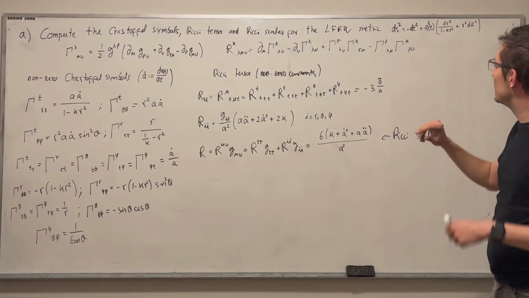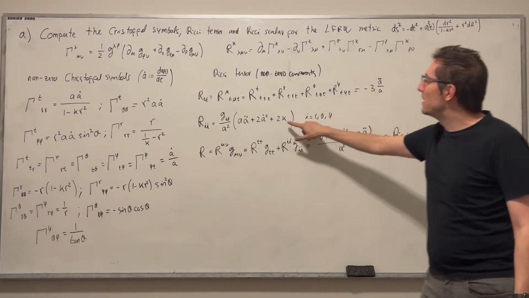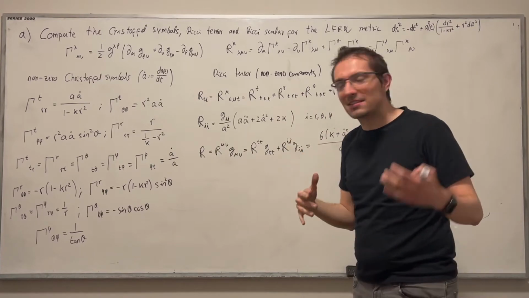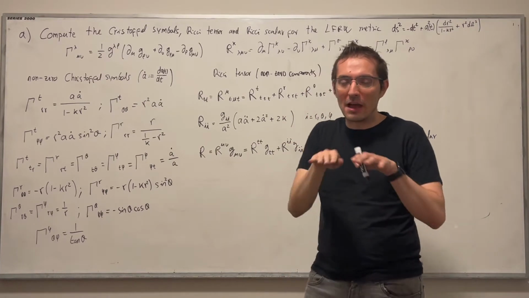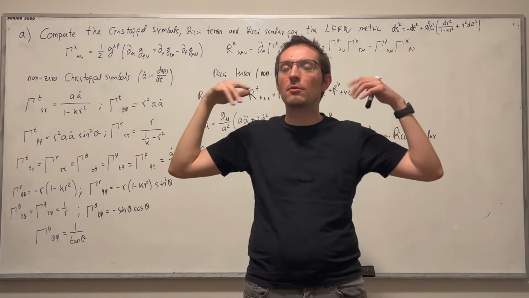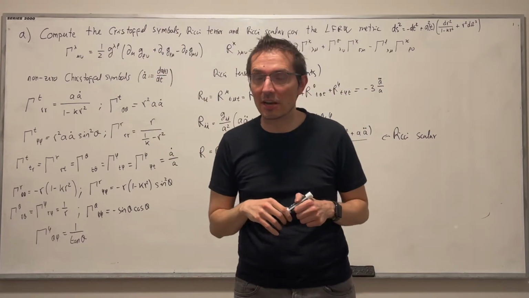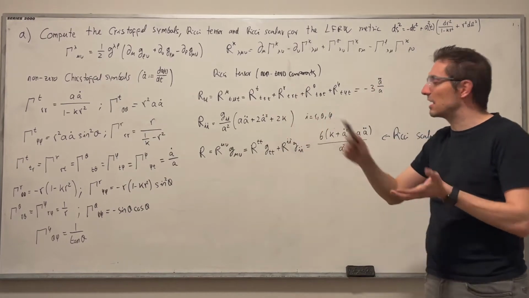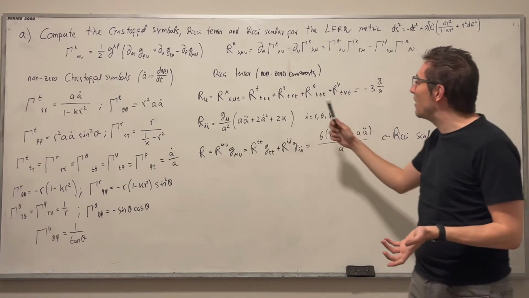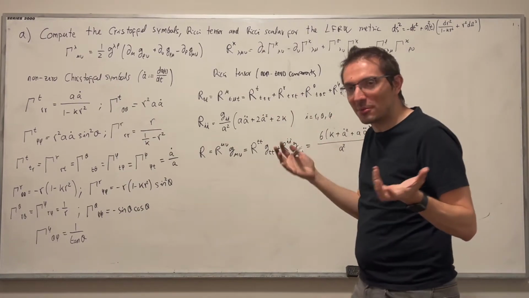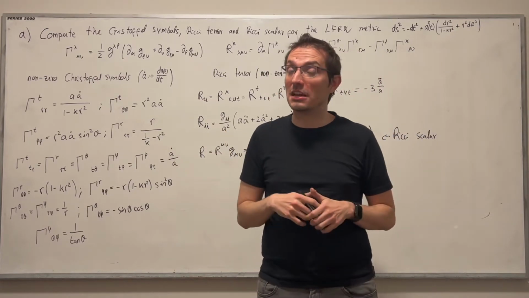You can tell already that even if your spatial sections are flat, so k is equal to 0, which is what you hear when people say our universe looks like it's flat, the spatial sections are flat, notice that the curvature tensors are not 0. You do have curvature in the spacetime, even though the spatial sections are flat.